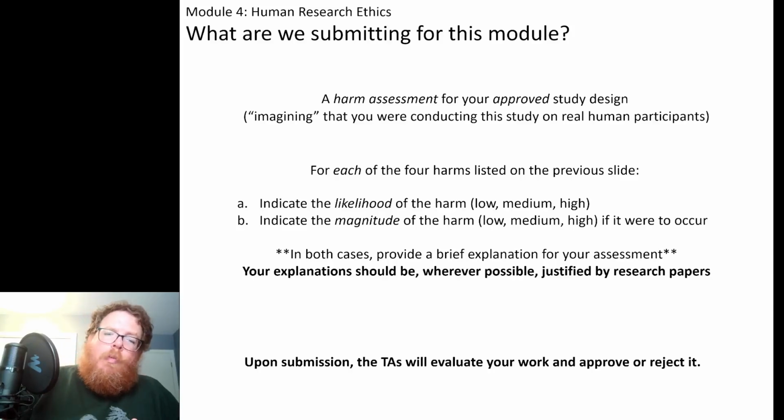And as it says here, in both cases, for the likelihood and the magnitude for each of the 4 harms, we want you to provide a brief explanation.